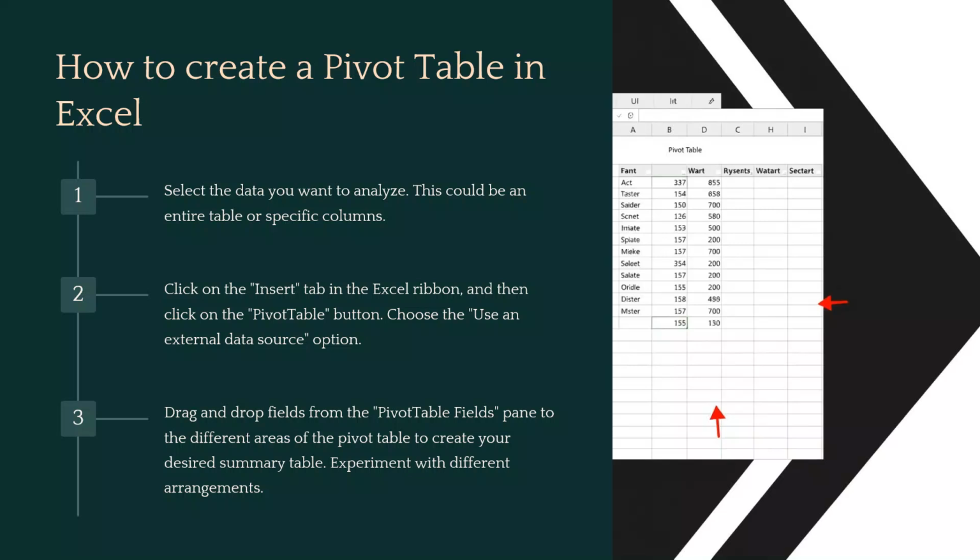That's the meaning. Then click on the Insert tab in the Excel ribbon. Then you click on the Pivot Table button. Choose the Use an external source option. We shall see that option.